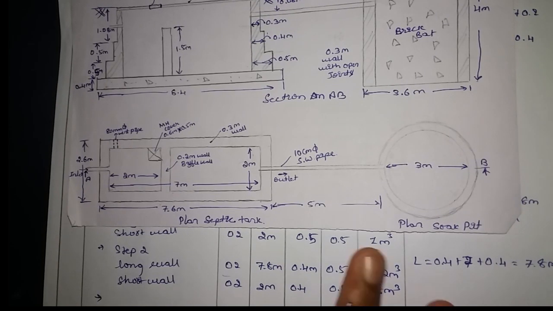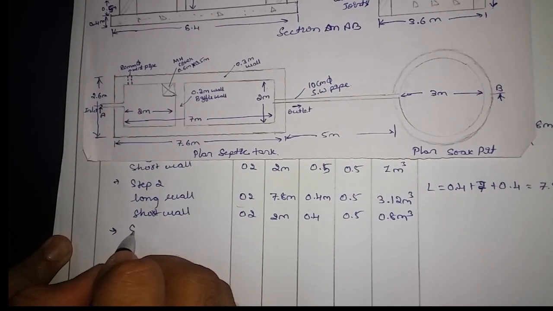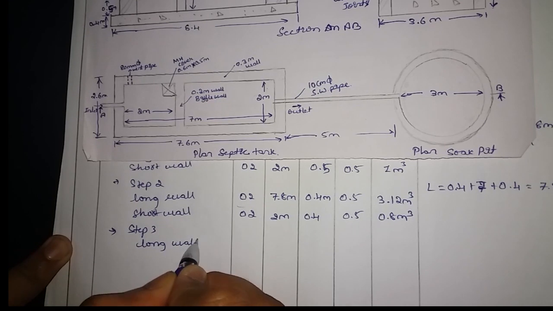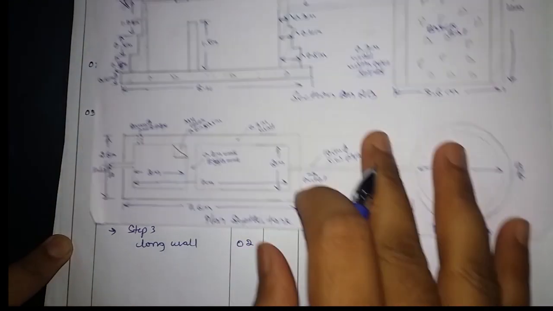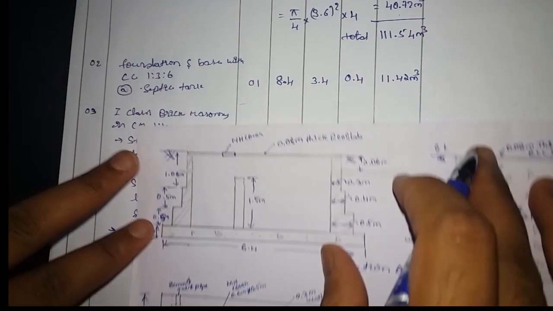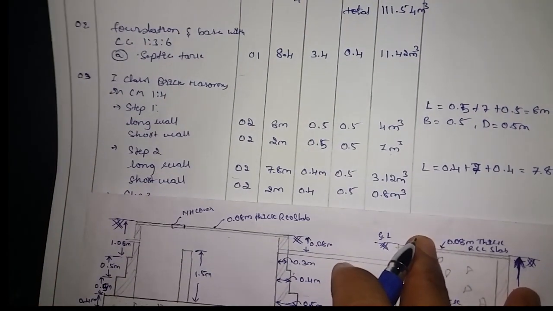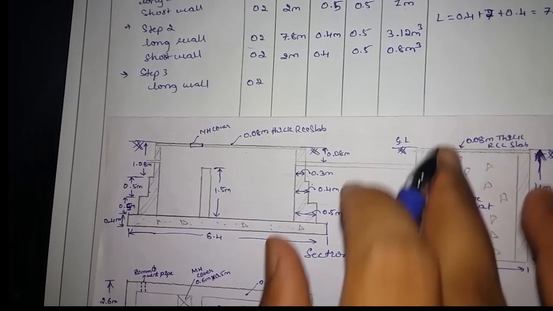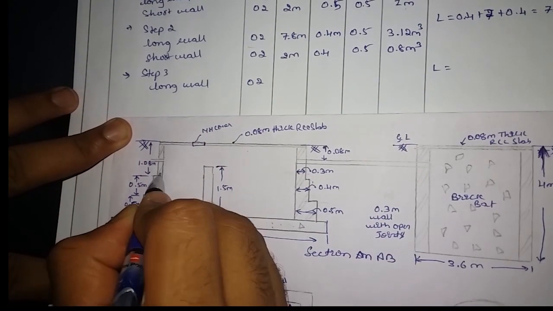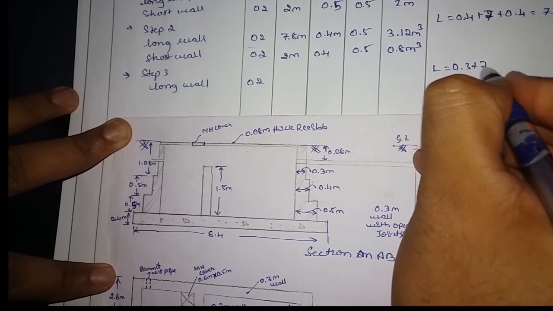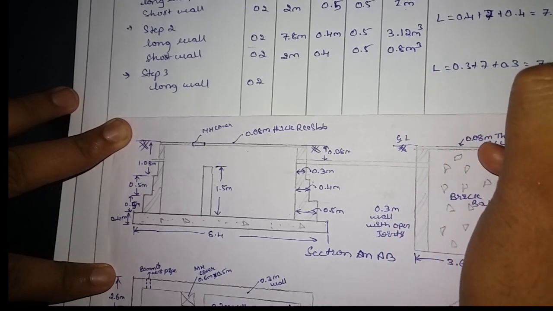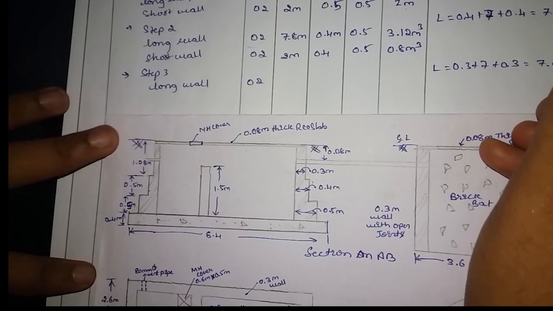Similarly go for step 3. So again we are considering long wall. So how many long walls are there? 2. See here, this distance is called step 3, right? Now we need to take out the step 3 values and move on to calculating that part. So again here we will find out the length. So this distance is how much? 0.3 plus 7 plus 0.3. Now how much do you get? It is 7.6 meter.